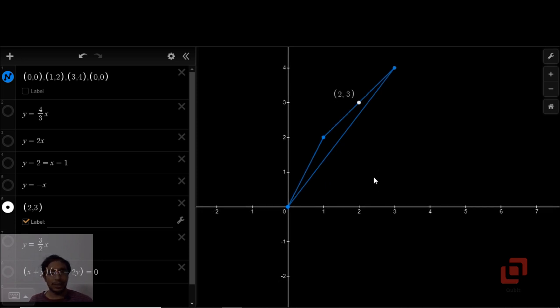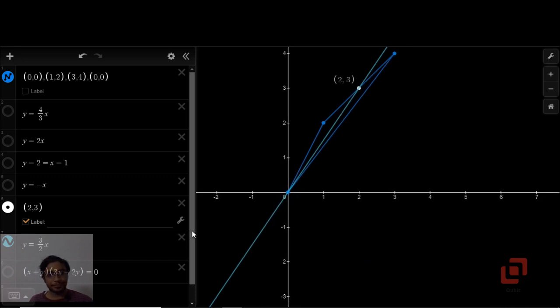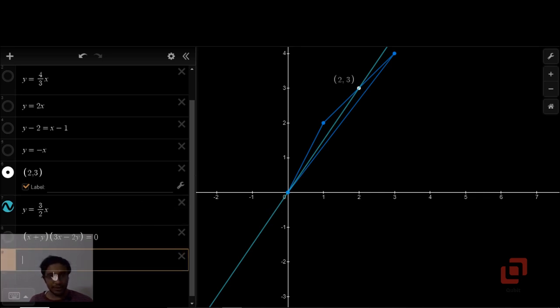y equal to 3 by 2 x. Yes, that is the median through the origin. Okay, and to find the equation of the altitude, we know what that equation is. It is y equal to minus x, right?